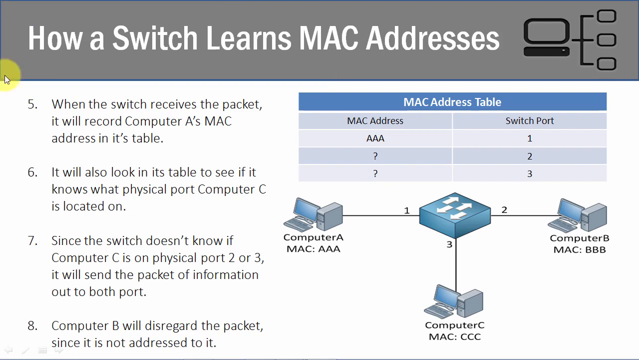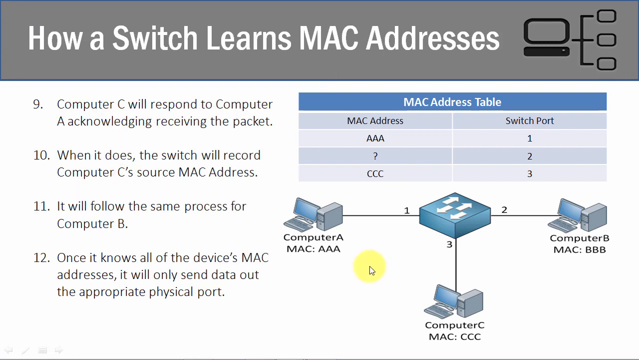And what will happen, if we jump to the next slide, is that since C acknowledges that request, the switch is going to say, okay, now I know CCC is on port 3. I have that information, and whenever computer A wants to communicate with computer C, if a data request comes in, we're just going to send it out to this port only, and we're not going to send it out to any other ports. And same thing, if we have a request coming from computer C up to computer A, it's only going to go out to port 1. And that's how the process works.